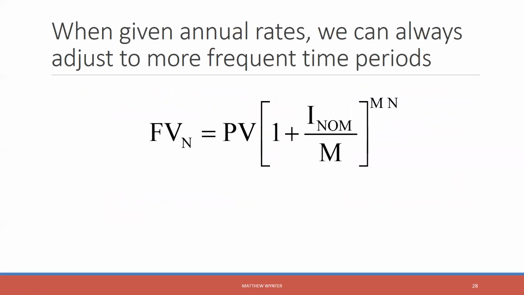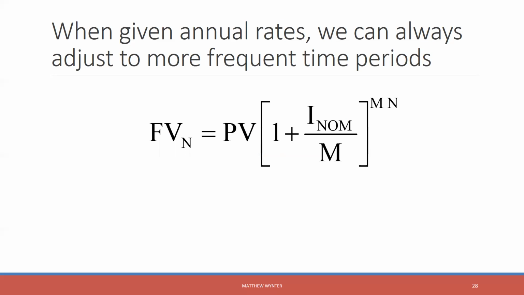We've got our future value FV_N, our present value multiplied by (1 + R/M) to the power of M times N. What does all that mean? R nominal, that's whatever our annual percentage rate is, our nominal rate. So in the example we looked at, let's say it was 12%. M would be the periods that we're looking at.